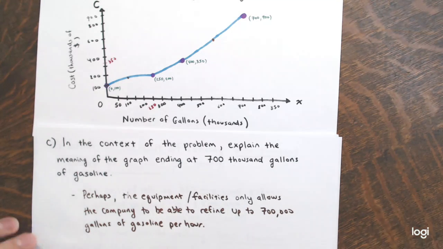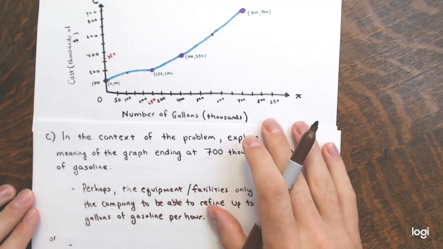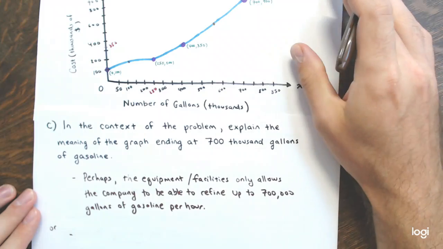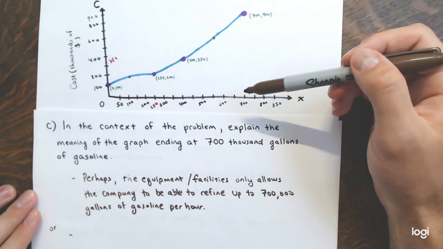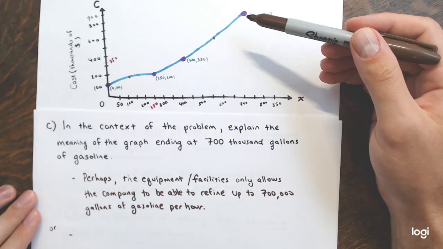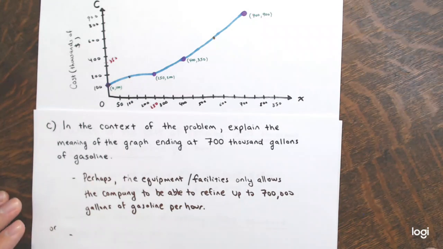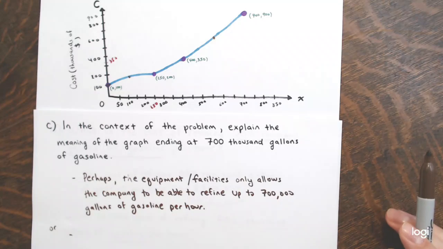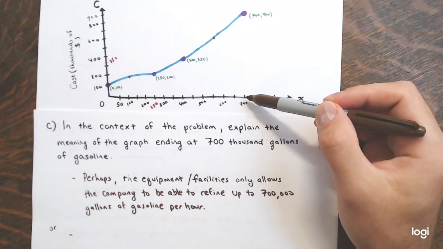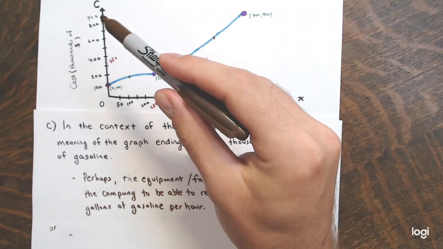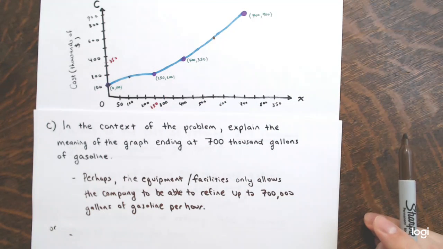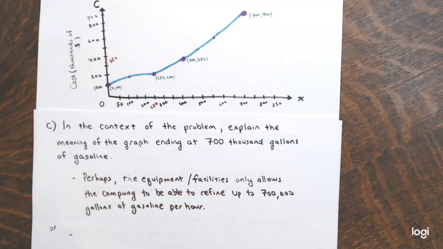All right. Well, the other reason, perhaps, has something to do with the cost. Maybe it stops at 700,000 here because that's all they can afford to do in an hour. They can only afford to pay 900. To refine 700,000 gallons of gas per hour, it's costing them $900,000 per hour. So perhaps that is a limit in how much they're willing to spend before they start losing money on the gasoline. That could be a reason.